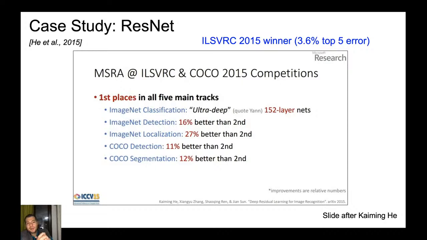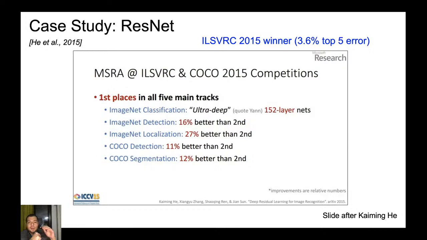And in 2015, also in the Common Objects in Context competition, COCO 2015, they also obtained the first results. So they won the ImageNet classification challenge. They won the ImageNet detection challenge, ImageNet localization challenge, COCO detection, and COCO segmentation challenges.